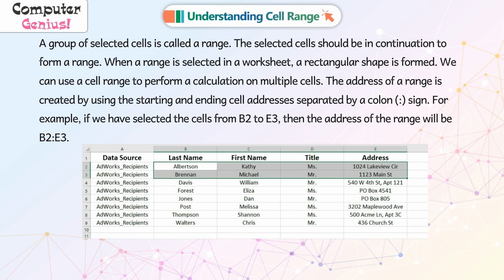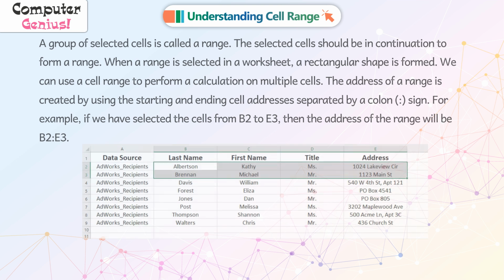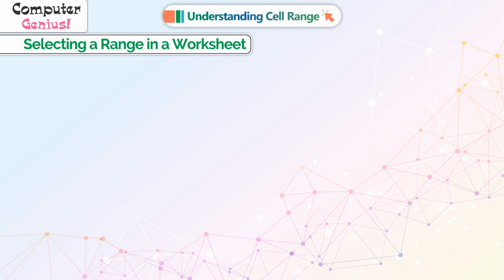The address of a range is created by using the starting and ending cell addresses separated by a colon sign. For example, if we have selected the cells from B2 to E3, then the address of the range will be B2:E3.